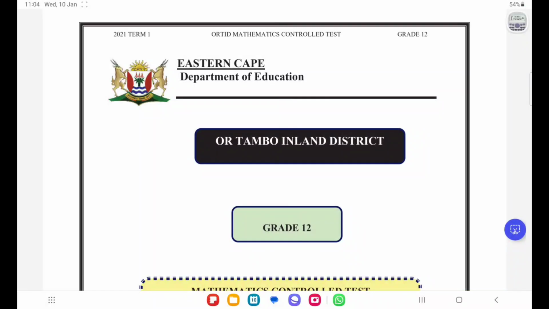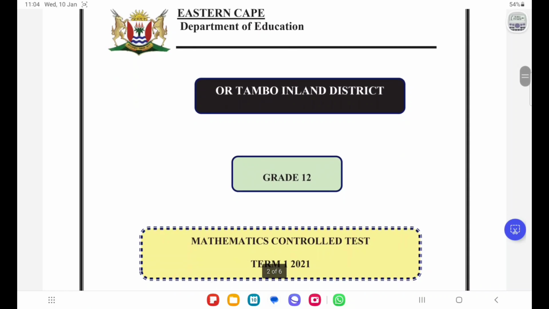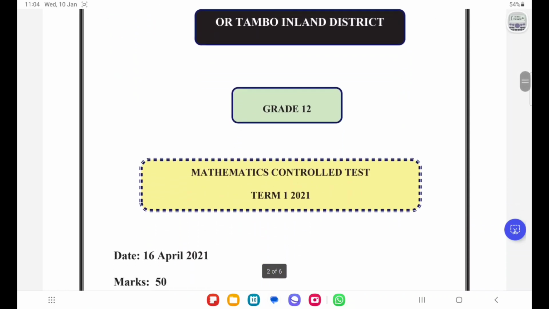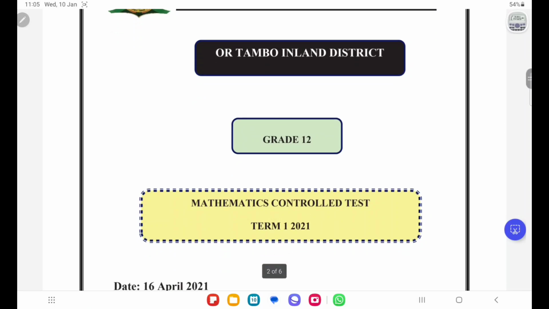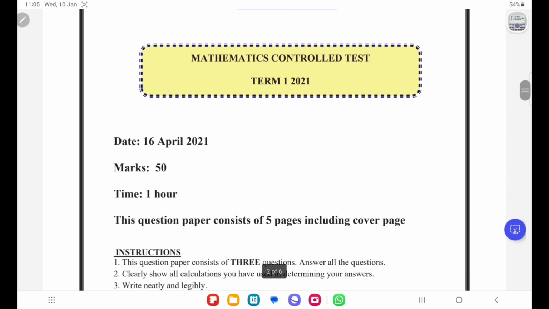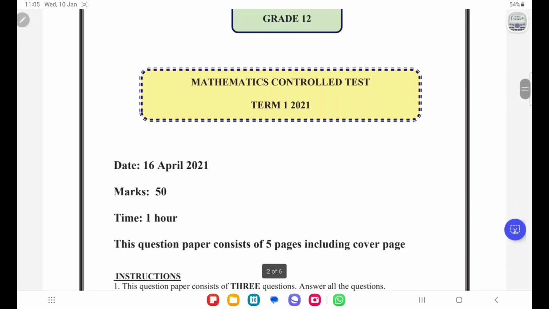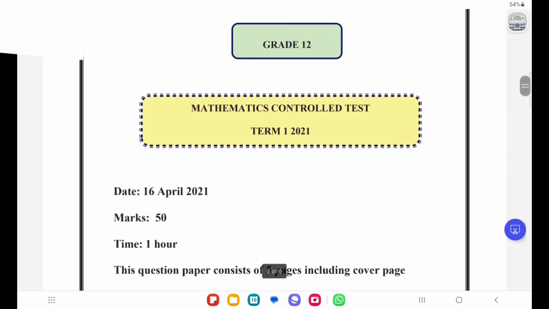In this video, we're going to be working on Eastern Cape's April 2021 math control test. This one is a short paper. It is 50 marks and the time allocated to this paper is 1 hour. Okay, so let's get into the paper.